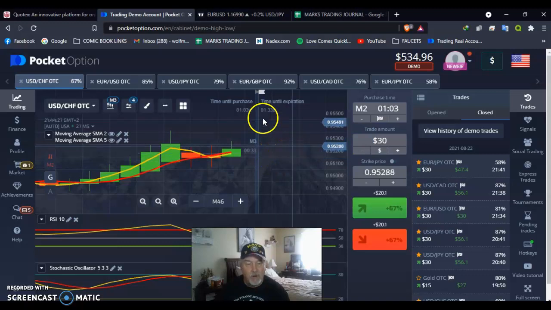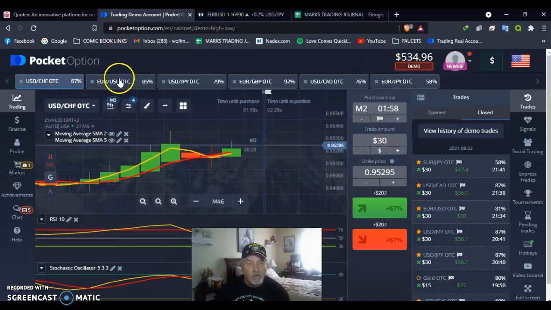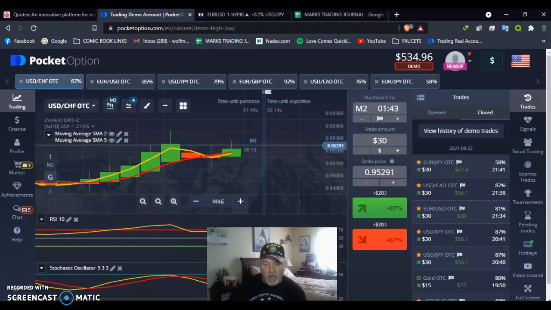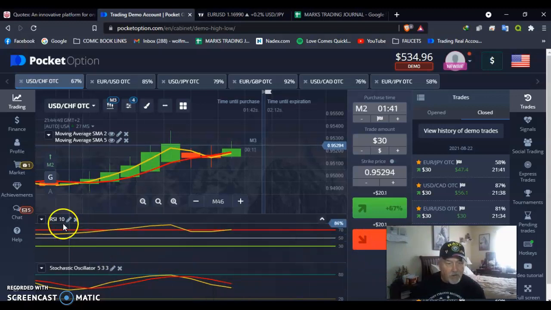534.96 is where we're at now. So we're going to try to see if we can get that up a little bit. So what I'll do is, first thing is, you want to use a 2 and a 5 moving average. And the reason I use those is because it gives you a much closer, more sniper type entry. As for the oscillators, I'm using the RSI, but on the settings, I'm using the 10.